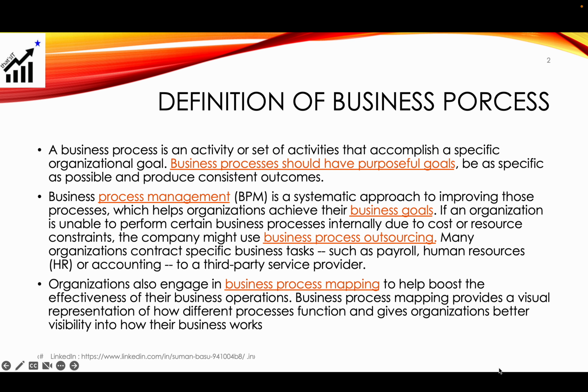What is a business process? The definition of a business process is a set of activities that accomplish a specific organizational goal, which means every business process should have an individual goal and should be aligned to the corporate or organization goal for the business. The business process should be designed in such a way that if two people operate that particular process, following that business process, the outcome will be almost similar or the same. That is the objective. So we now have to think of what is business process management.